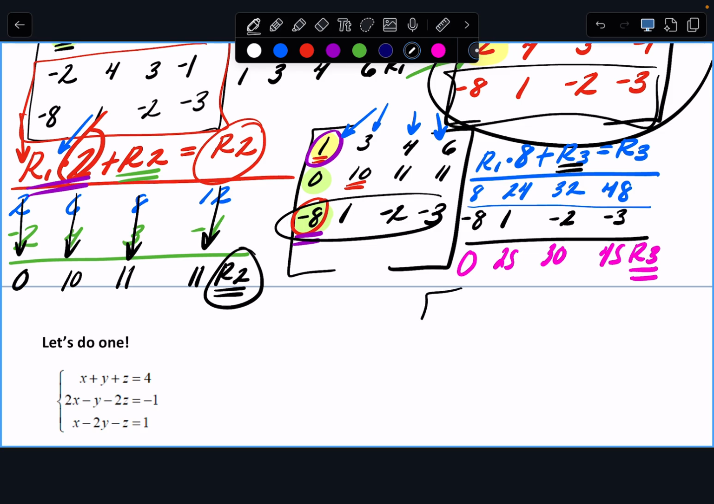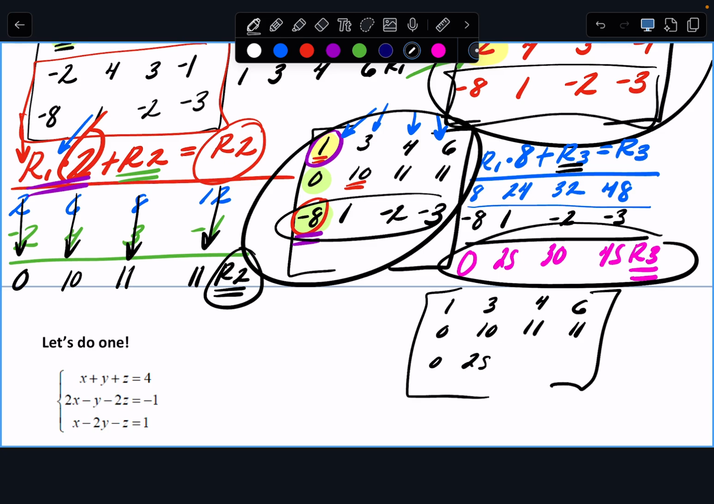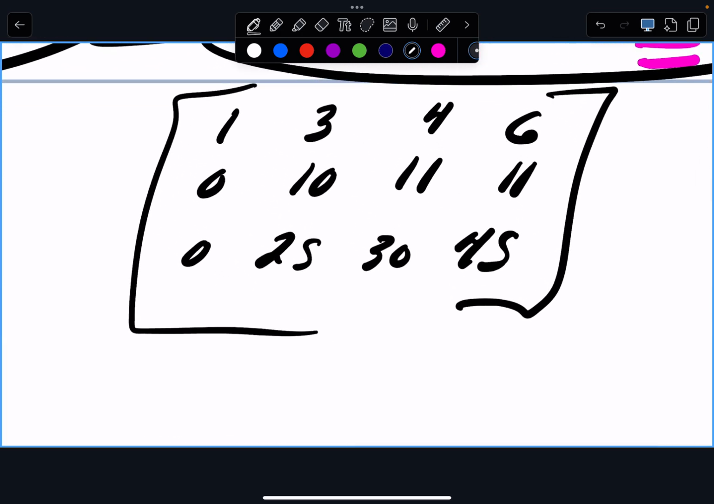So you would write down now at this point, look back at the matrix you were at. Wasn't that where we were at? Yeah? So write down row 1: 1, 3, 4, 6. Write down row 2: 0, 10, 11, 11. And write down your new row 3: 0, 25, 30, 45. See, you got a 1 here, and then you use the 1 to get the zeros below.